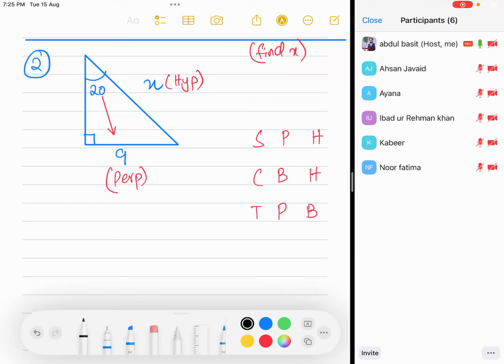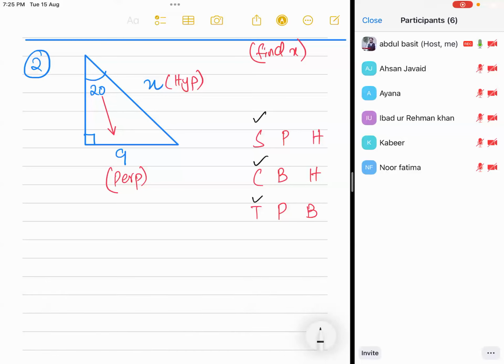Okay, beta, do we have the angle? All of you, do we have the angle in this question? Yes or no? Yes. Okay, so let me take S, C, and T. Do we have hypotenuse available? No, because we are going to find it. So I'll write H as question mark. Do we have perpendicular available? Yes. One P is here and one P is here.